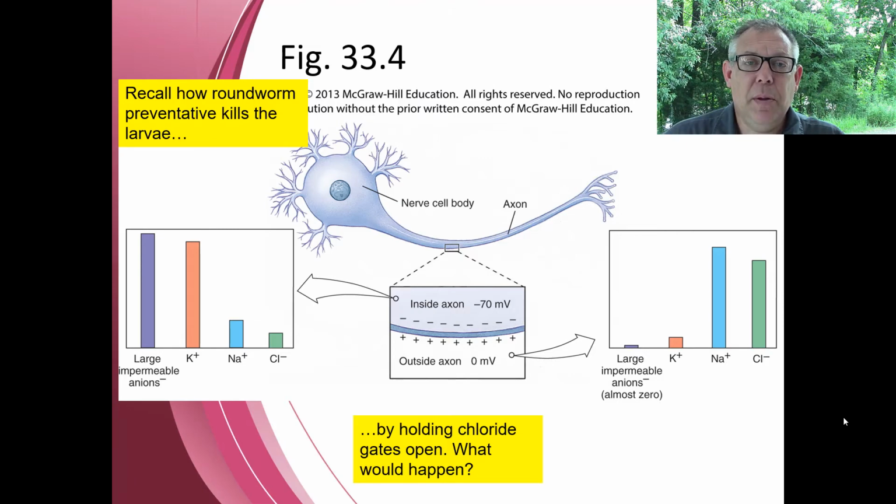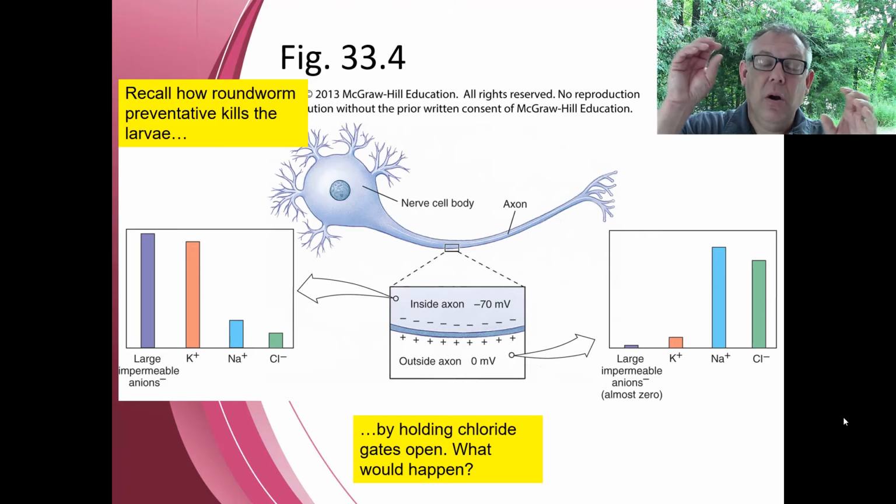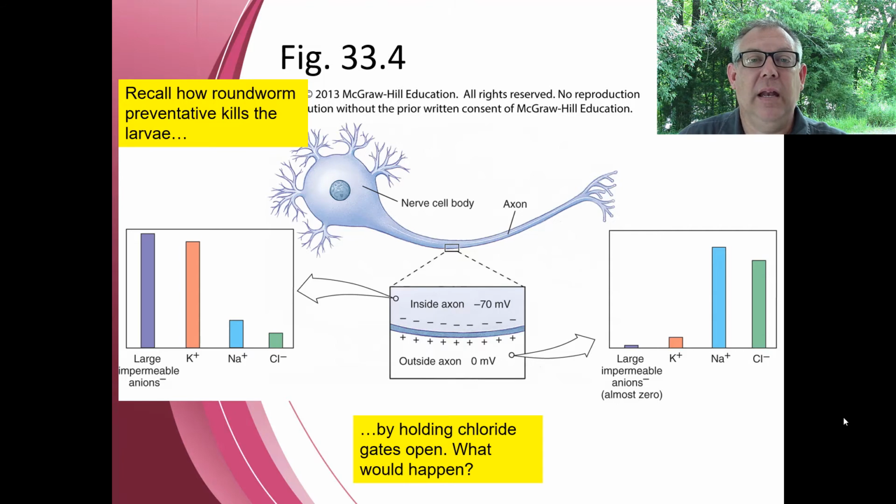So remember, a typical nerve cell has a resting potential of negative 70 millivolts inside. It's relatively negative inside. Well, what happens to that resting potential if you add more negative chlorides? It's negative inside the cell. You're bringing in more negatives. It's going to get even more negative, like negative 100 millivolts. So now the inside of the neuron is even more negative because those chloride channels are held open.